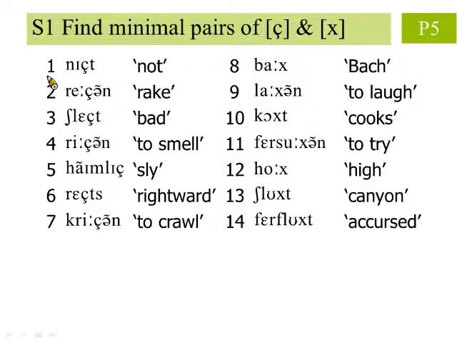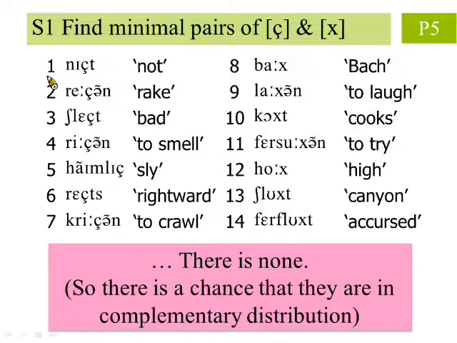To start off, we should try and find minimal pairs. After checking, we will find there are none. So that means there's a good chance that there are allophones in complementary distribution.